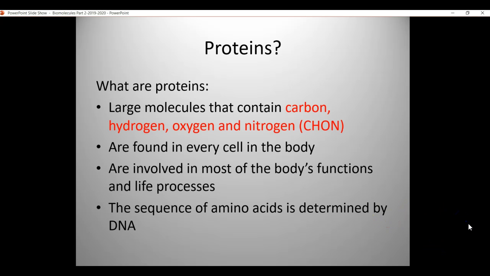Okay, so proteins. What are proteins? Proteins are large molecules that contain carbon, hydrogen, oxygen, and nitrogen, or as we like to say, CHON. Okay, they are found in every cell in the body. They are involved in most of the body's functions and life processes. The sequence of amino acids, which is their monomer, is determined by DNA. So the DNA determines which sequence of amino acids goes into the RNA to help build and make a protein. We'll learn about that later.